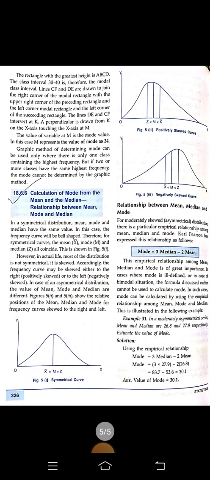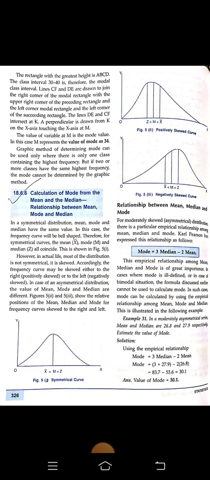How to calculate the mode from the median and mean? This is the relationship we have. In a symmetrical distribution, mean, median and mode have the same value. In this case, the frequency curve will be bell shaped. Therefore, in a symmetrical curve, the mean, mode and median coincide.